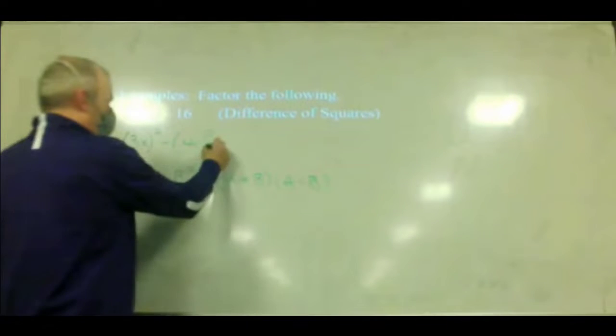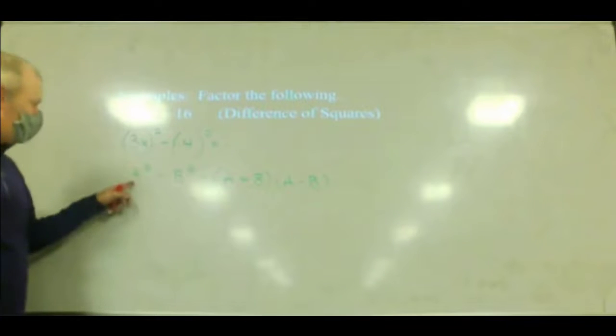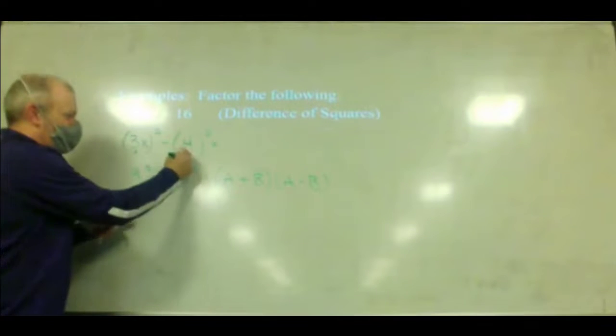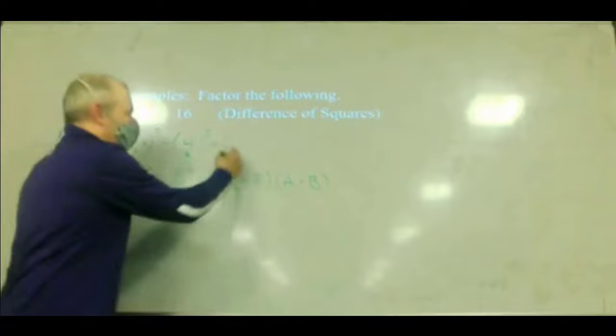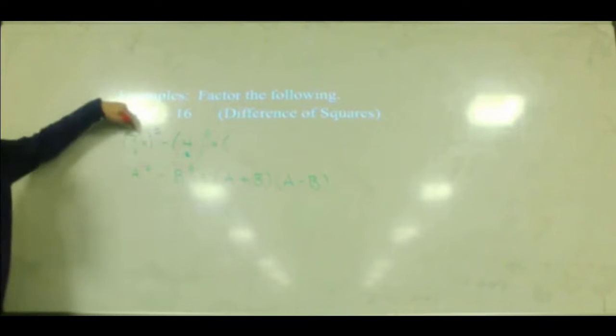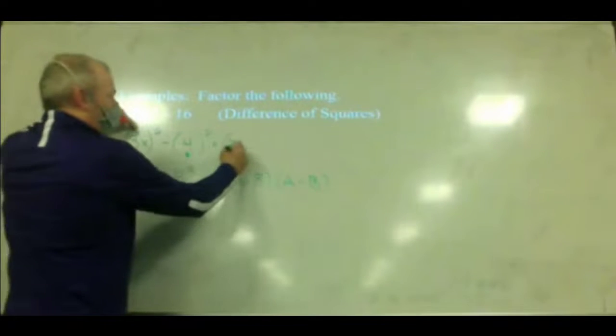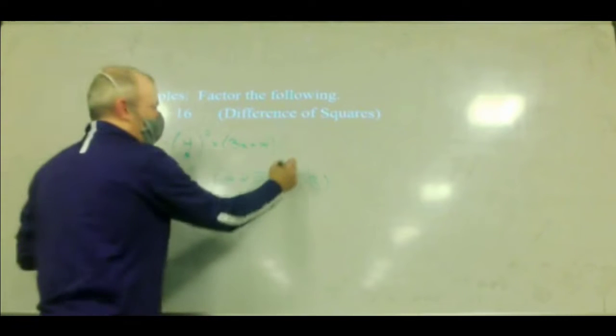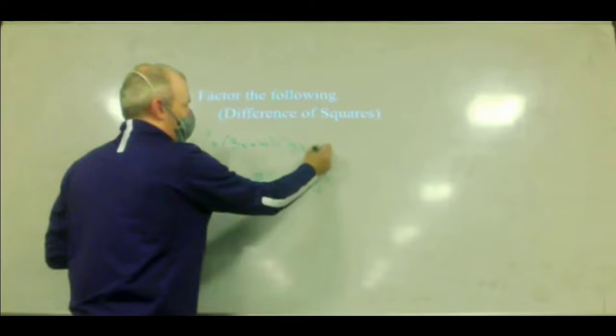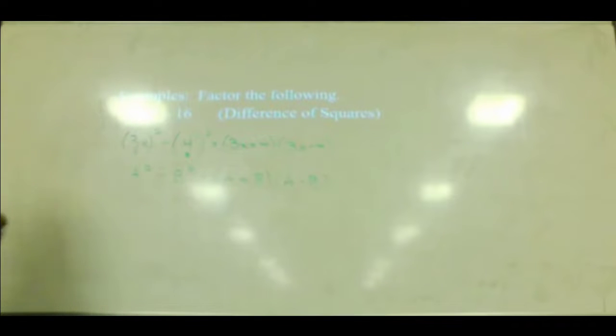So here's what this pattern says. This first piece is the A, and this is the B. So we're going to take the first part plus the second part. We do have to make sure that we take this part, 3x plus the 4. And then for the second parentheses, 3x minus the 4. And then we're done, if you follow the pattern.